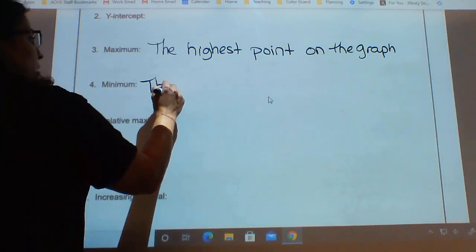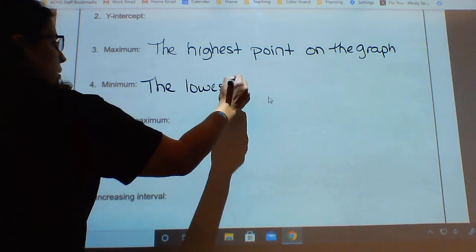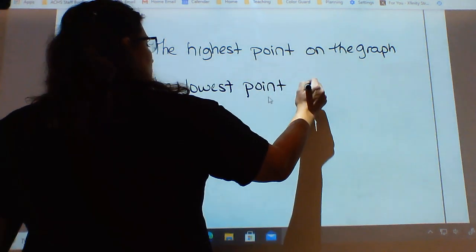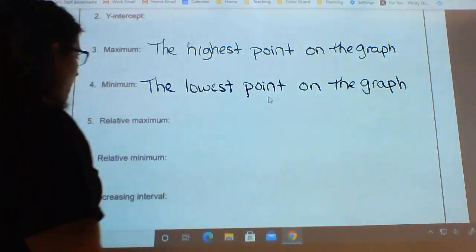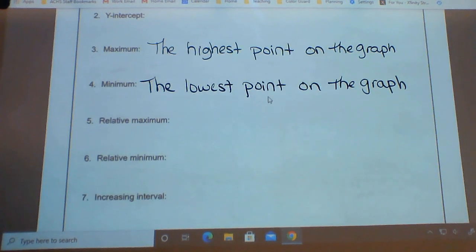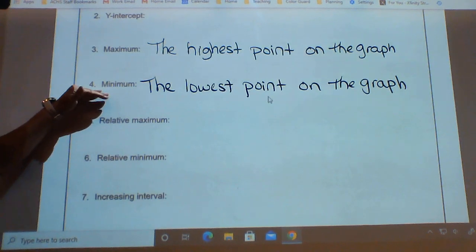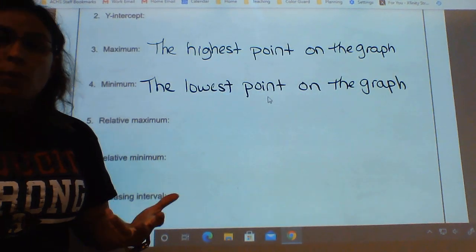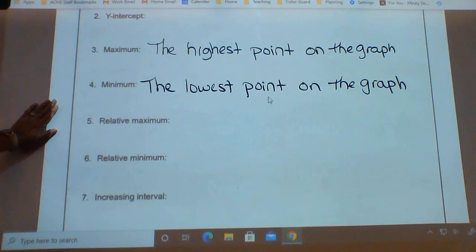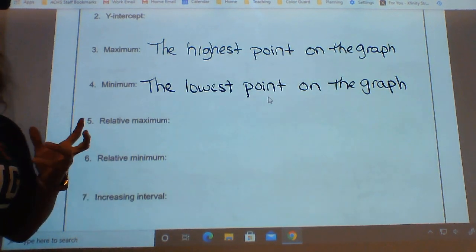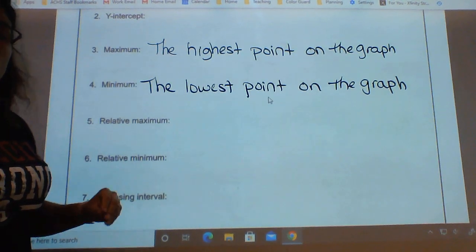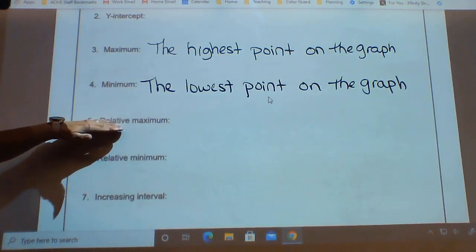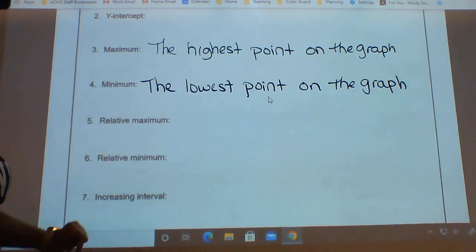And minimum, of course, is the lowest point on the graph. And again, you might see this be called the absolute minimum or the global minimum. Now, here are two terms that you probably haven't seen before: relative maximum and relative minimum. Another time you might see this as the local maximum or the local minimum.